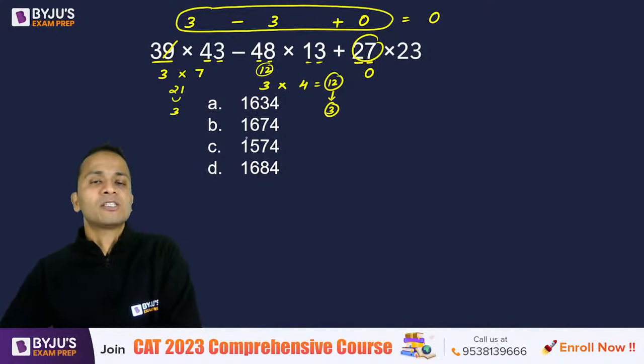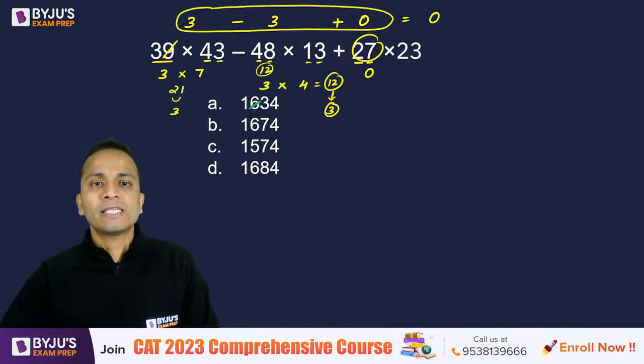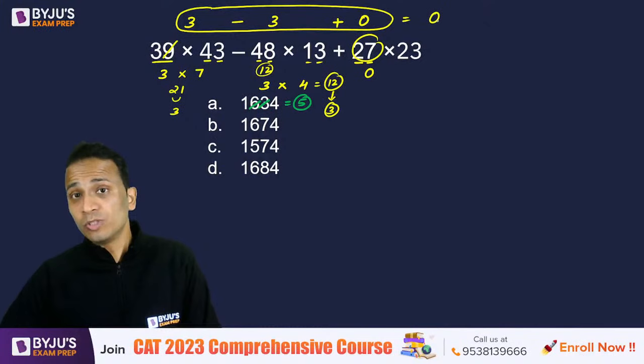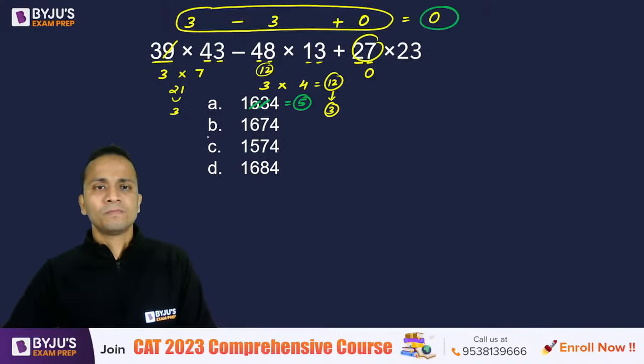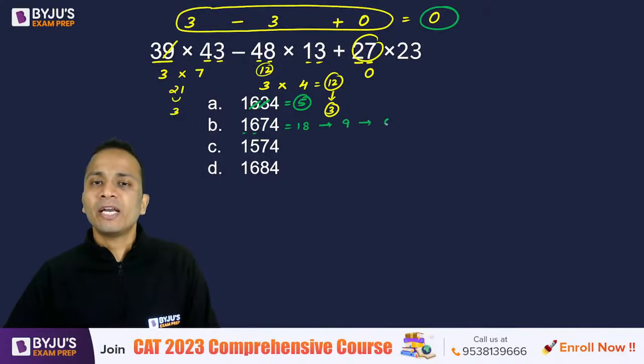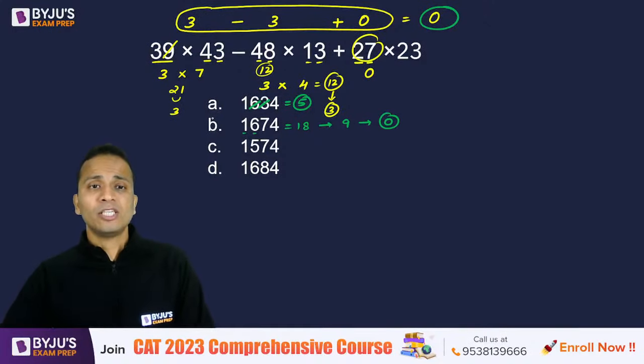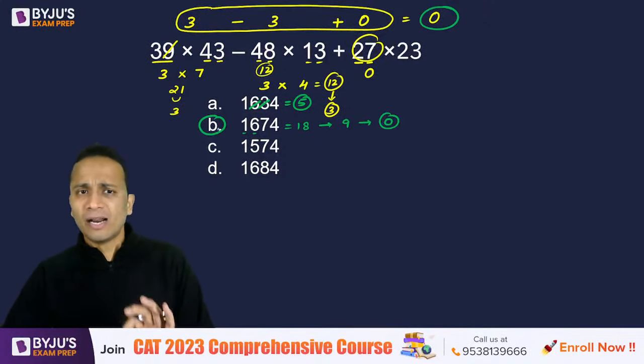In the options, where is the digital sum 0 coming? So 6 and 3, option A, 6 and 3 will give you 9. I'll remove that. So the remaining digits 1 plus 4 will give you a 5, which is not equal to 0. I need a digital sum of 0. Okay. Second option, let's add. 1 plus 6 is 7. 7 plus 7 is 14. 14 and 4 is 18. 18 will become a 9. 9 can be treated as 0. So this is matching. So option B can be our answer.